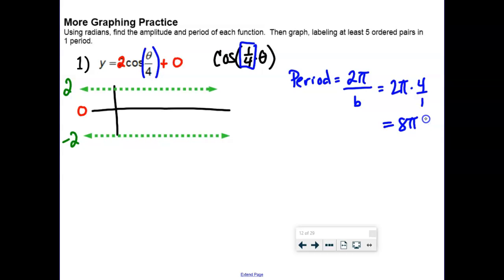We're going to get through one complete cosine wave by 8 pi. You can count by quartering that. So you take the period and you divide it by 4. So for us, that would be 2 pi.